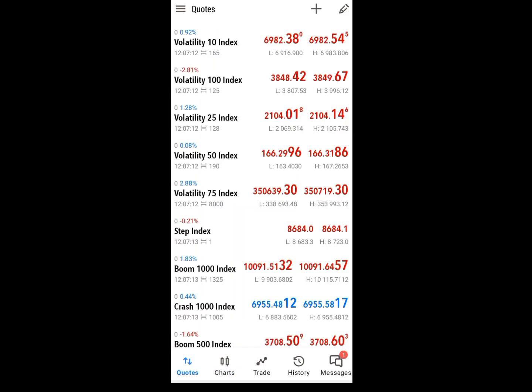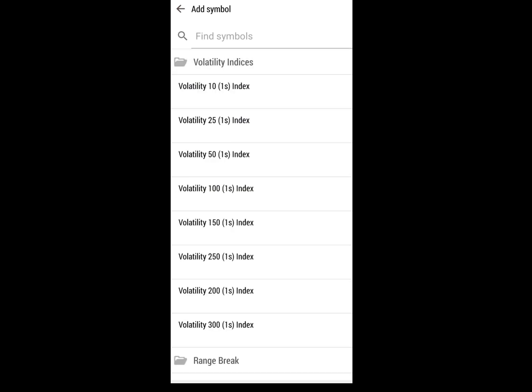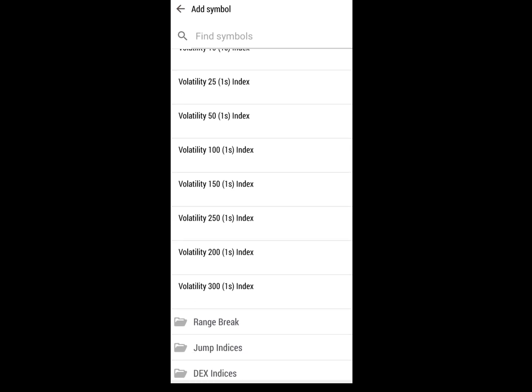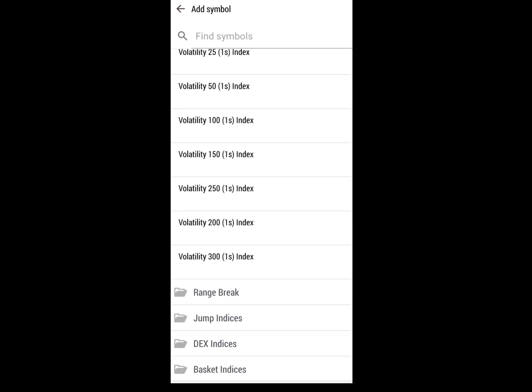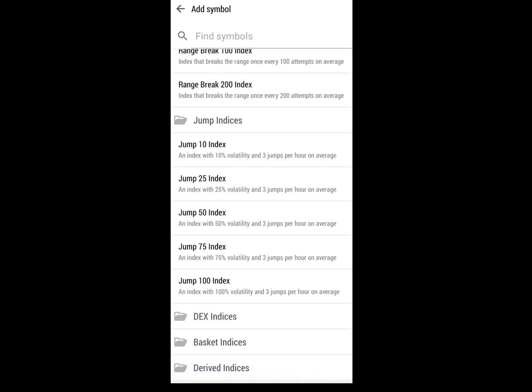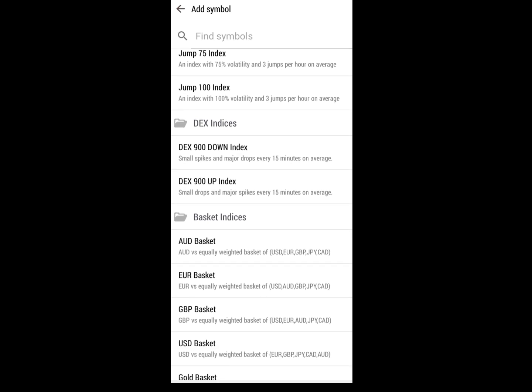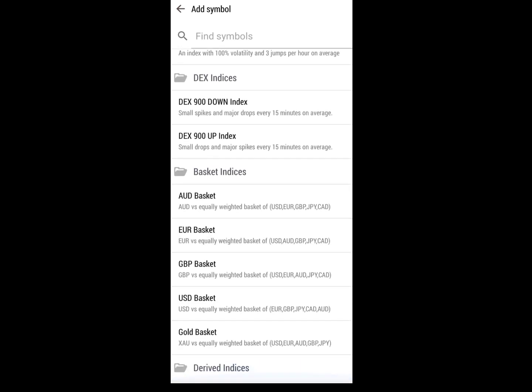If you see the MT5, look at this plus sign. Just tap on it. You're going to see different subsets of forex instruments. So this is Volatility indices. You can see Volatility 10 Index, 25 Index, that is 25 1S Index, up to 300 1S Index. You can see Range Break, you can see Jump indices, you can see DEX indices, you can see Basket indices. This is AUD Basket, EUR Basket.